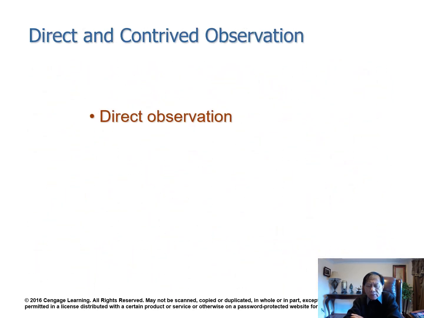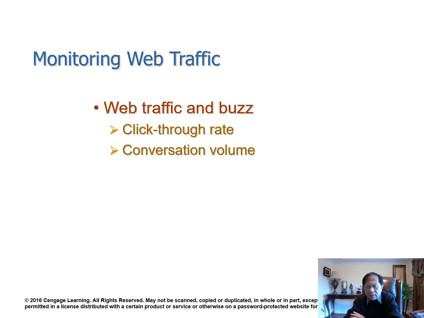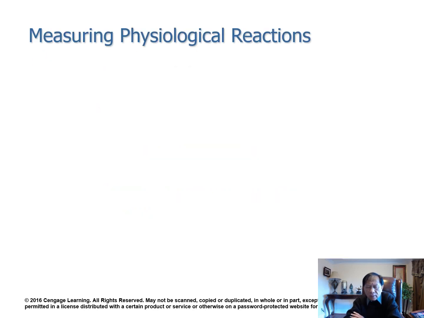And direct versus contrived observation. What is direct observation? What is contrived observation? Then monitoring web traffic and buzz: click-through rate or CTR, conversation volume, and CTR in online advertising.